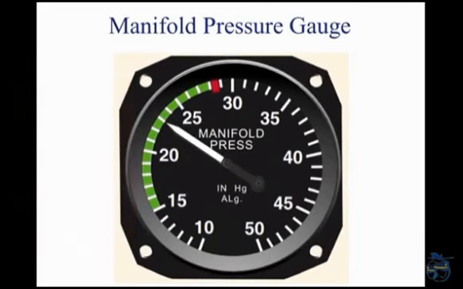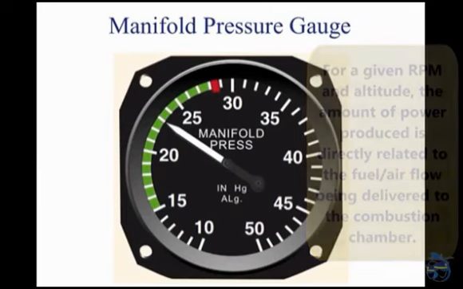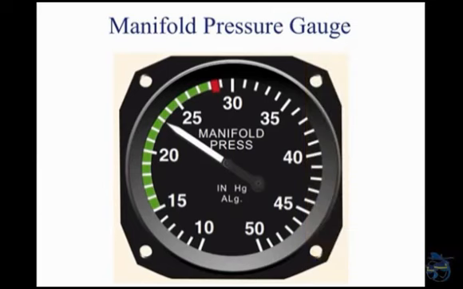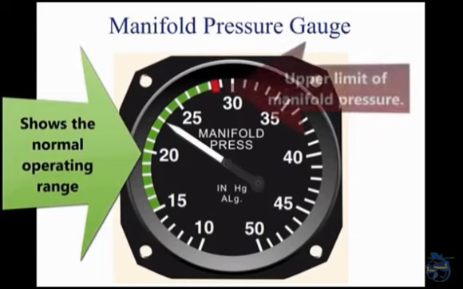At a constant RPM and altitude, the amount of power produced is directly related to the fuel airflow being delivered to the combustion chamber. As the throttle setting is increased, more fuel and air flows to the engine, and MAP increases. When the engine is not running, the manifold pressure gauge indicates ambient air pressure. The manifold pressure gauge is color-coded to indicate the engine's operating range. The face of the gauge contains a green arc to show the normal operating range and a red radial line to indicate the upper limit of manifold pressure.